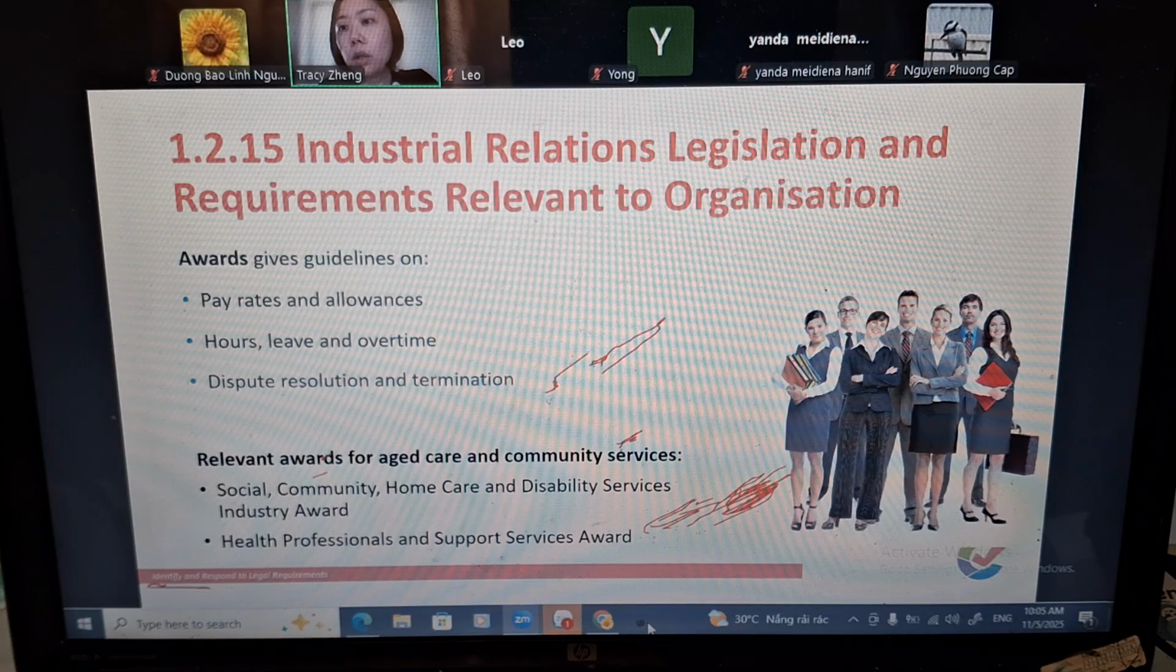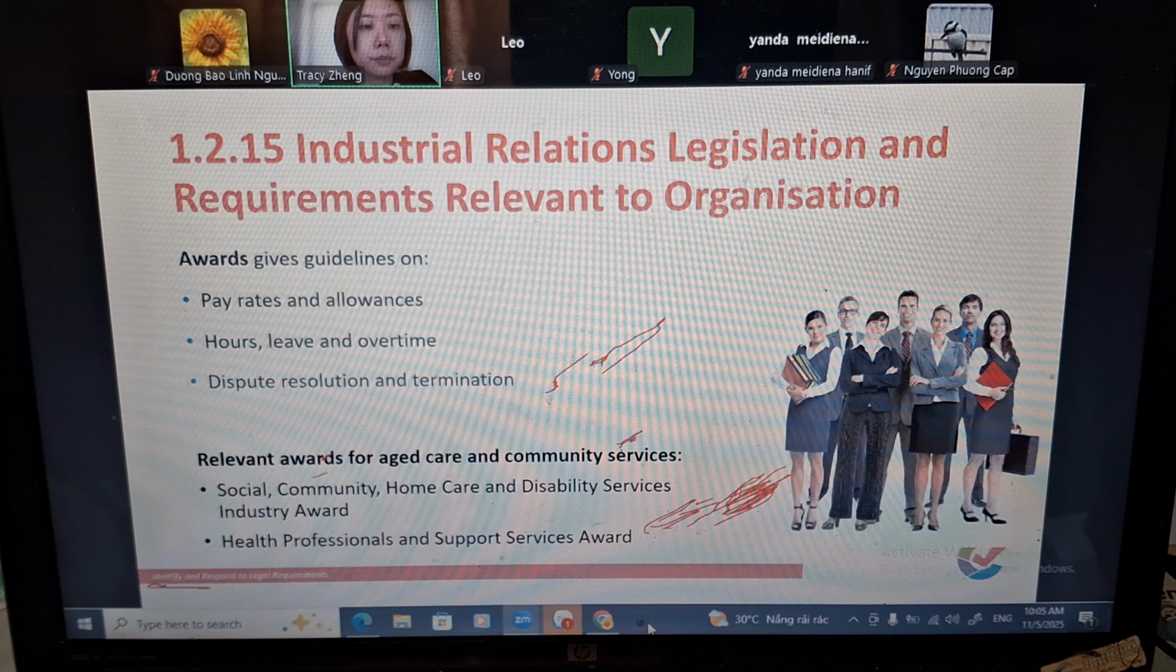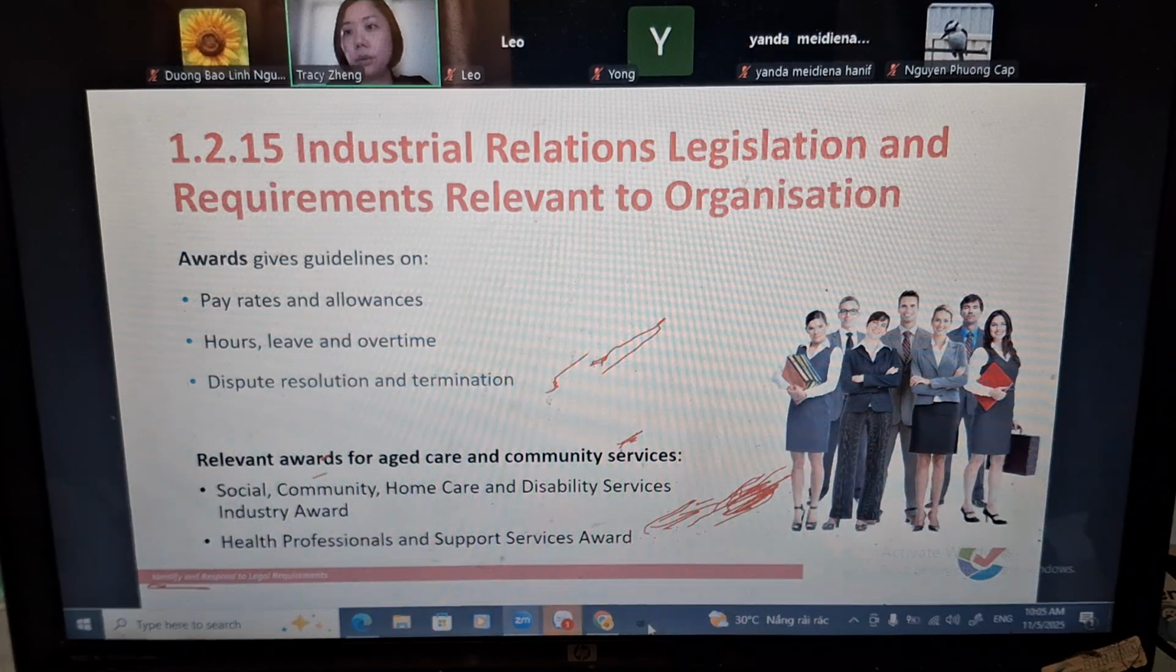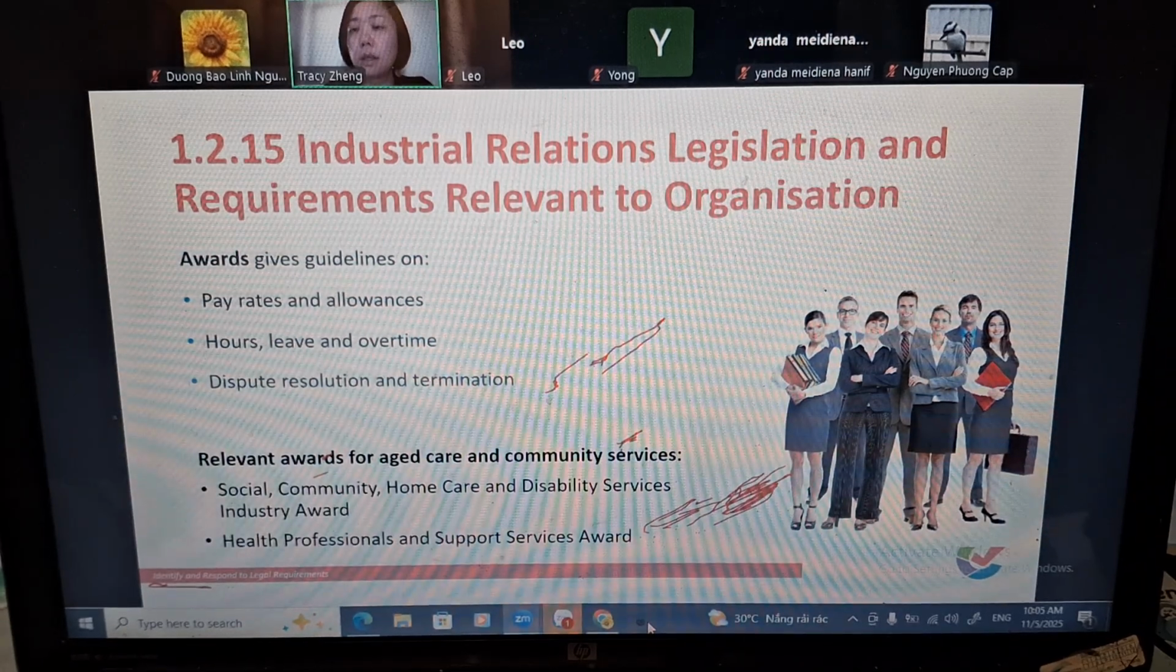And also in the award, they will clearly mention the terminations. If your employer may need to terminate the contract with you, they need to give you notice. They may need to give you some compensation, like probably a month or 2 weeks of your salary or your wages. They need to pay you if they need to terminate you, or if you want to resign, how many weeks' notice you need to provide to your employer, etc., etc. All of that information you can find from your organization's awards.